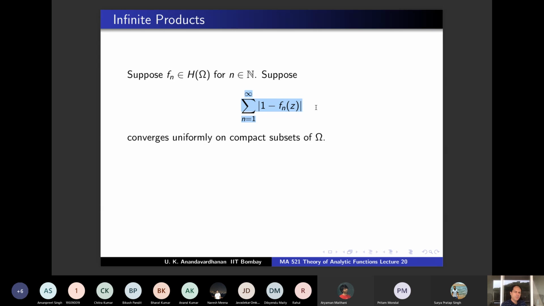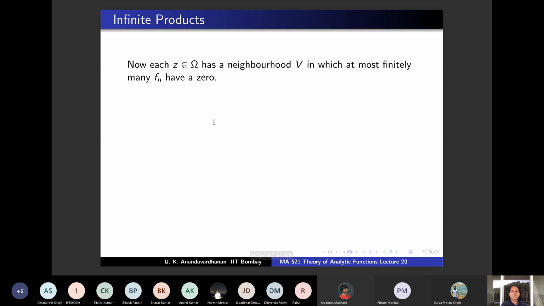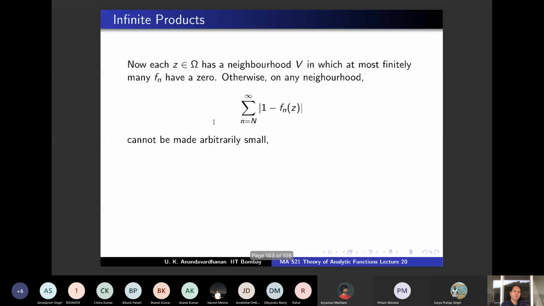But if there are infinitely many fn's which are vanishing, if there is a point on which fn vanishes, then there you have got 1 already. So you can't make that sum arbitrarily small. If one of the fn's beyond a stage vanishes at a point, then in this sum there is a contribution of 1, so it can't be made arbitrarily small. So if for every neighborhood there are infinitely many functions which vanish in that neighborhood, then you cannot make this arbitrarily small uniformly. Therefore, you know that there is a neighborhood V in which at most finitely many fn's have a 0. Otherwise, on any neighborhood this can't be made arbitrarily small, contradicting the assumption.